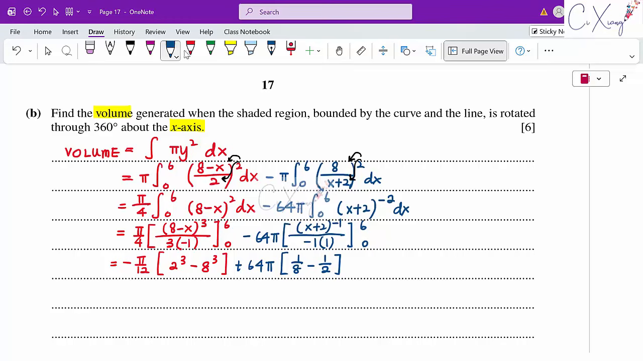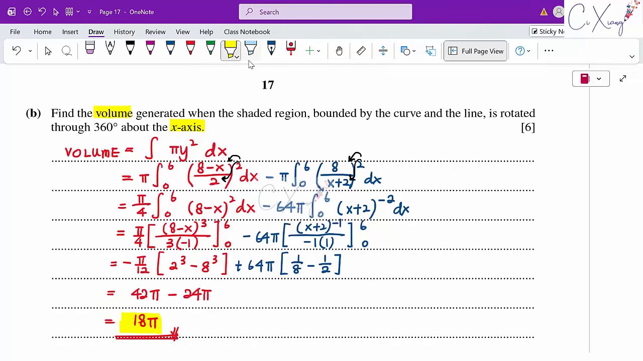Okay? Then after that, just further simplify all the particular terms here. All right, we'll be having 2 pi minus 24 pi. And eventually, the answer that you get should be 18 pi. This is the volume of the diagram that we have.